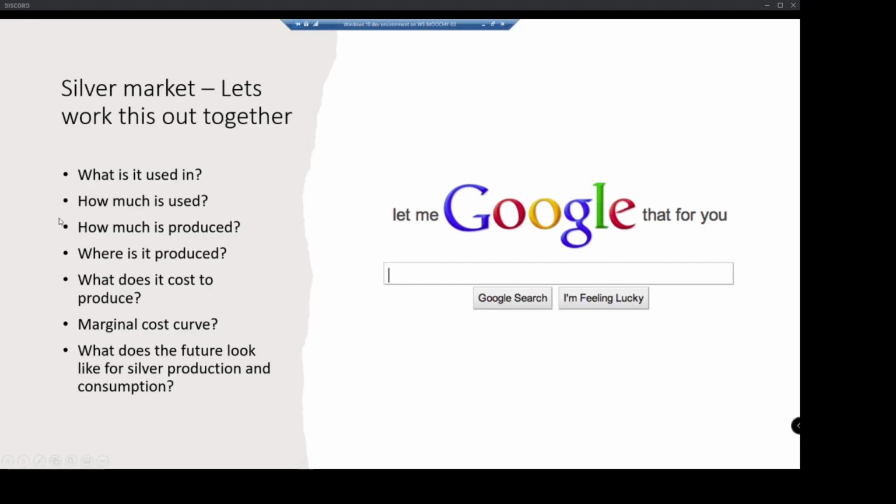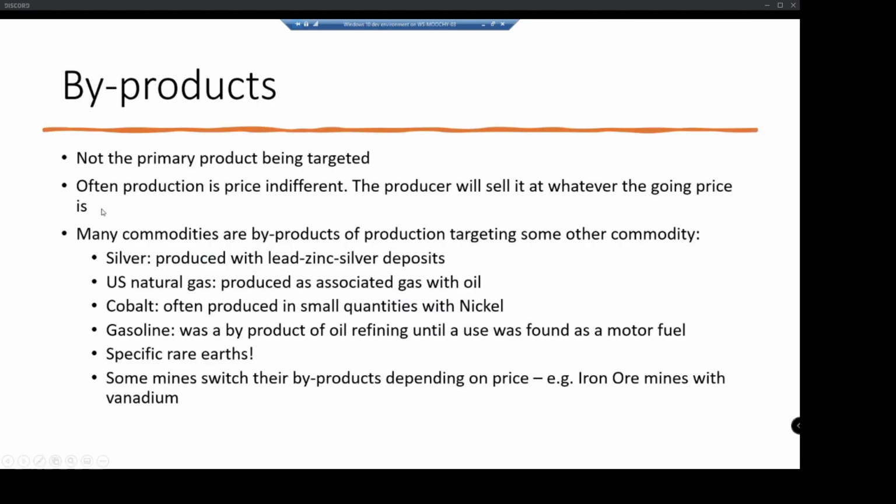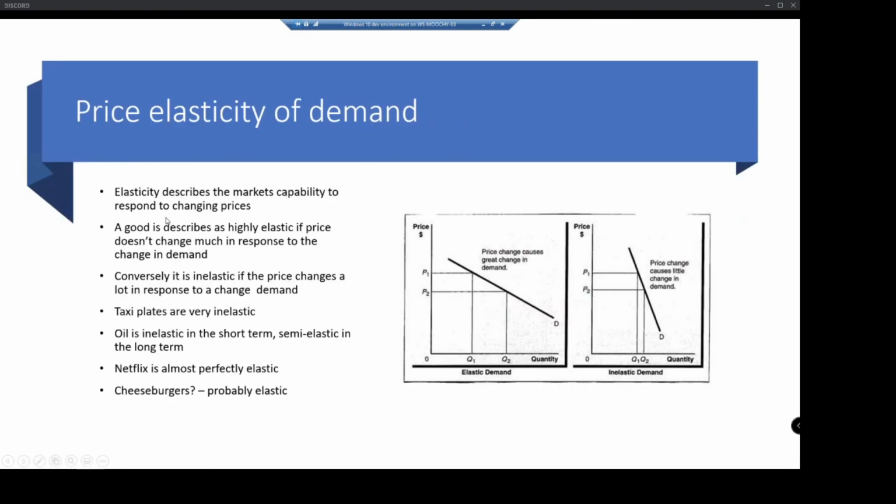Yeah, sure. So the question there was, can you go back to the price elasticity of demand?